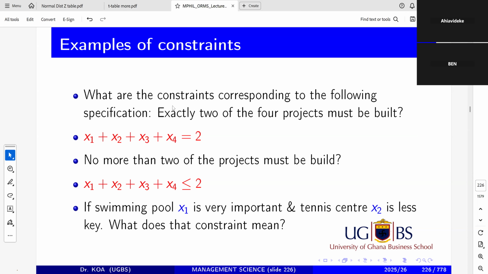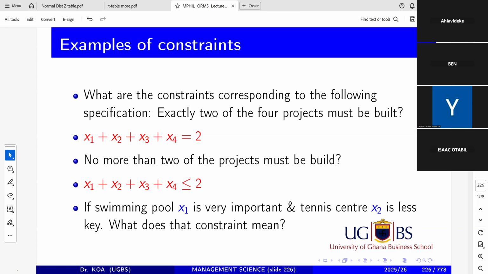Okay, let's go on. So it will be greater if the emphasis is on swimming pool alone. So if like the question said, out of swimming pool and tennis center, swimming pool must be built, that means swimming pool will be greater. There's nothing here that says that swimming pool must be built.